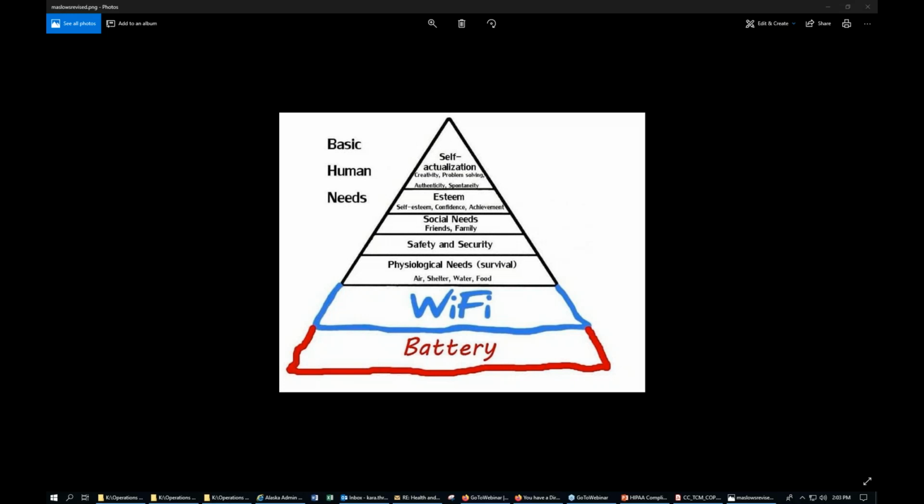Hello, I'm back. How do you like this hierarchy of needs? Battery, Wi-Fi. That's how it goes around my house anyway.